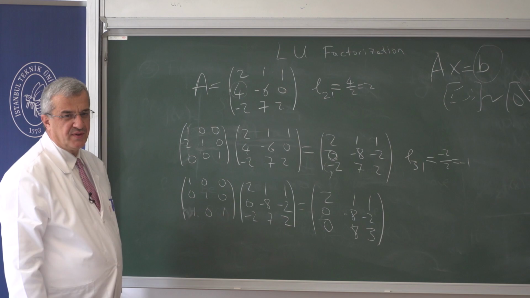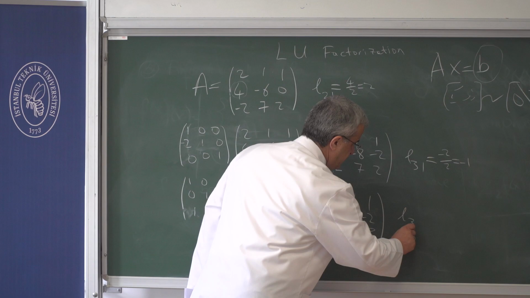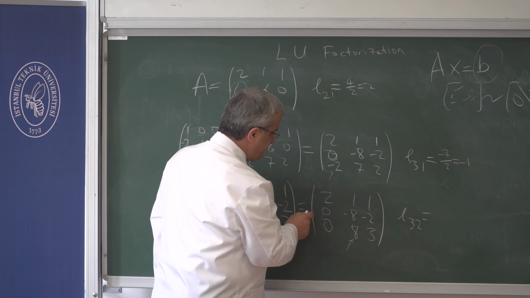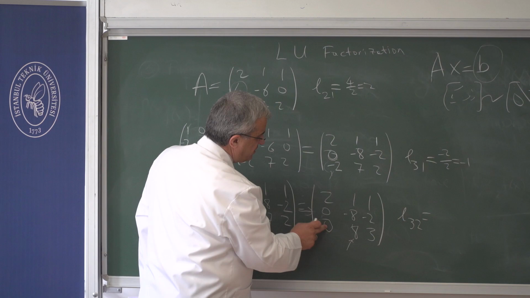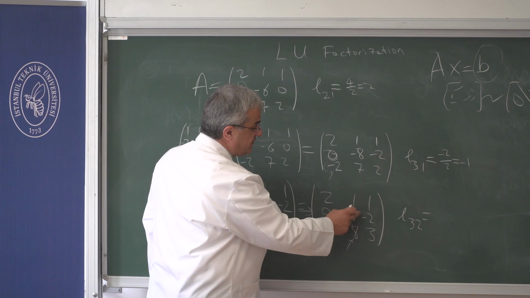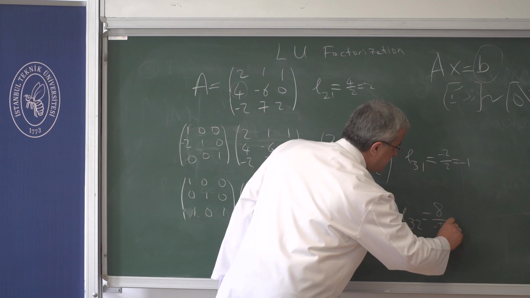So what is the last step? Now I want to kill this off. Isn't it? So this is L, 3, 2. What is that? 8. So this is my second pivot equation, isn't it? Initially for the first column, I use this pivot equation. For the second column now, I use this pivot equation, isn't it? If there was none here, if this was 0, what was I going to do? I was going to exchange the rows. So this is 8 divided by minus 8, which is minus 1.